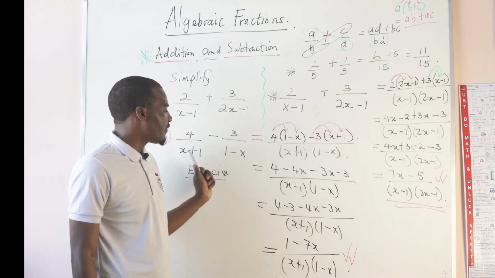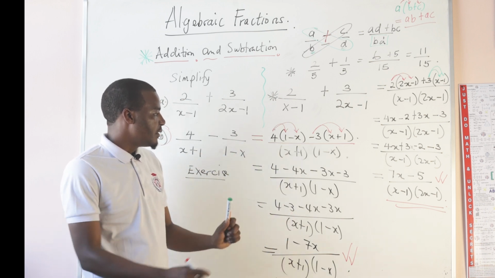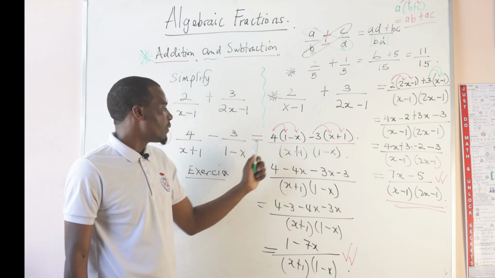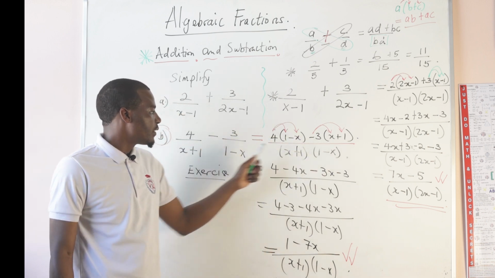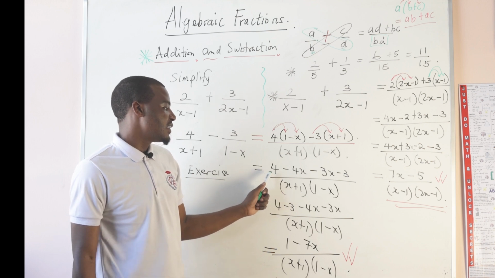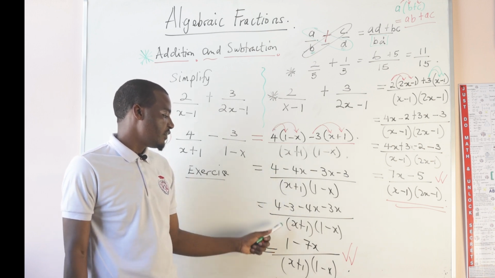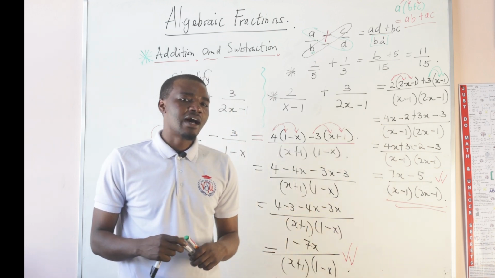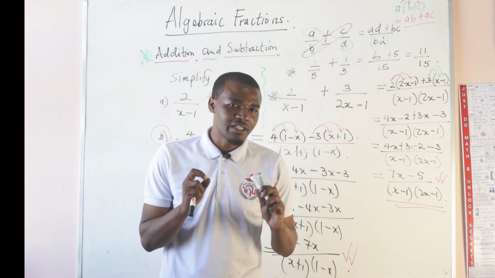Here on the subtraction of algebraic fractions, we still maintain the same concept, common denominator. As you see here, we do cross multiplication. We expanded the brackets and finally get this algebraic fraction, which we then simplify and get this final solution. So yes, that's how we add and subtract algebraic fractions.